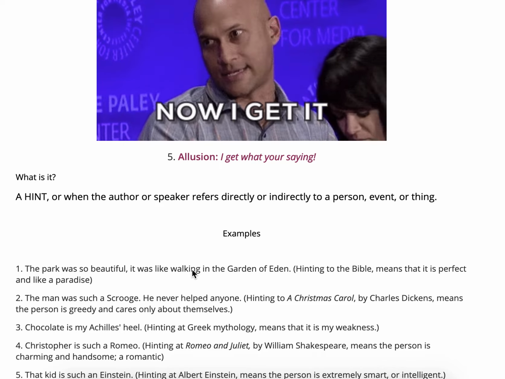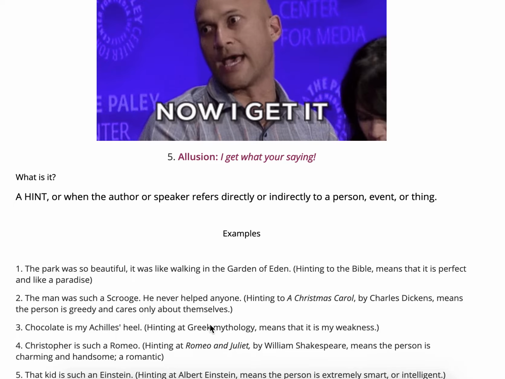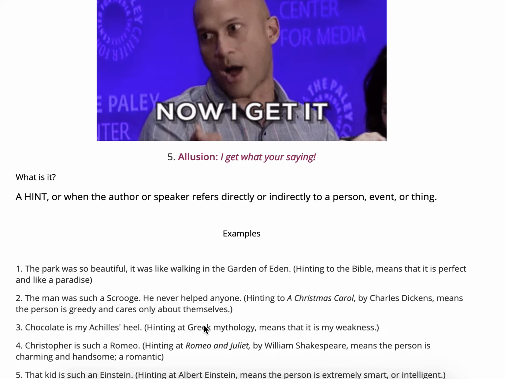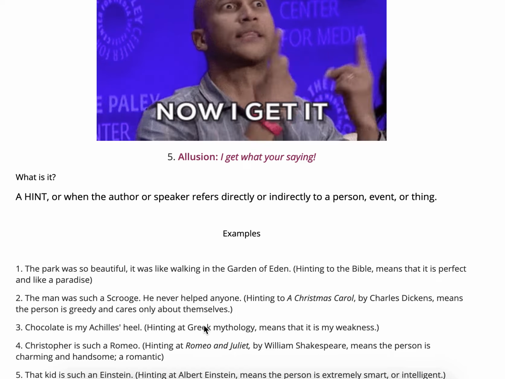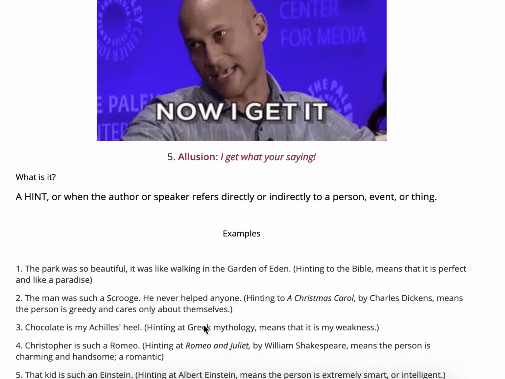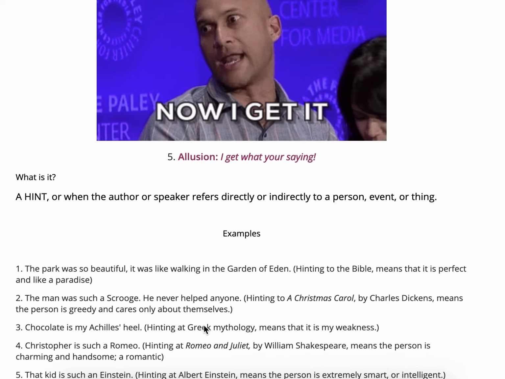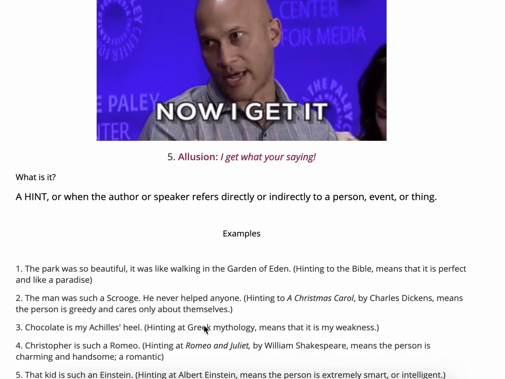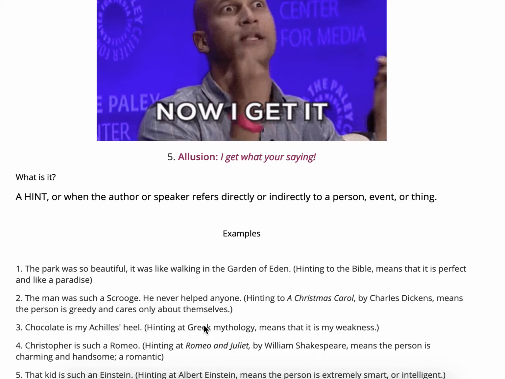Chocolate is my Achilles heel. Okay, so Achilles is from Greek mythology, and it means that that's my weakness. So there's a story of Achilles. He was part god, and when they go to baptize him, they put him in this water to make him invincible, but they have to hold him. So they're holding him by his heel. So that's the only part that's not protected. So that later, when he is killed, it's because he was shot in his heel.